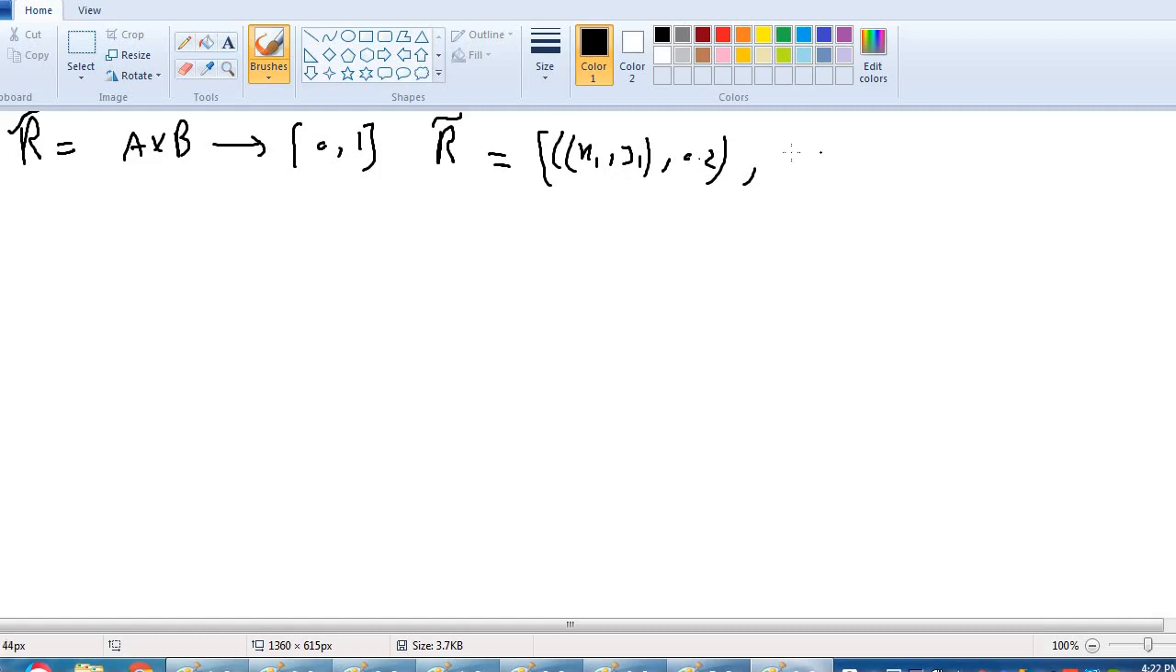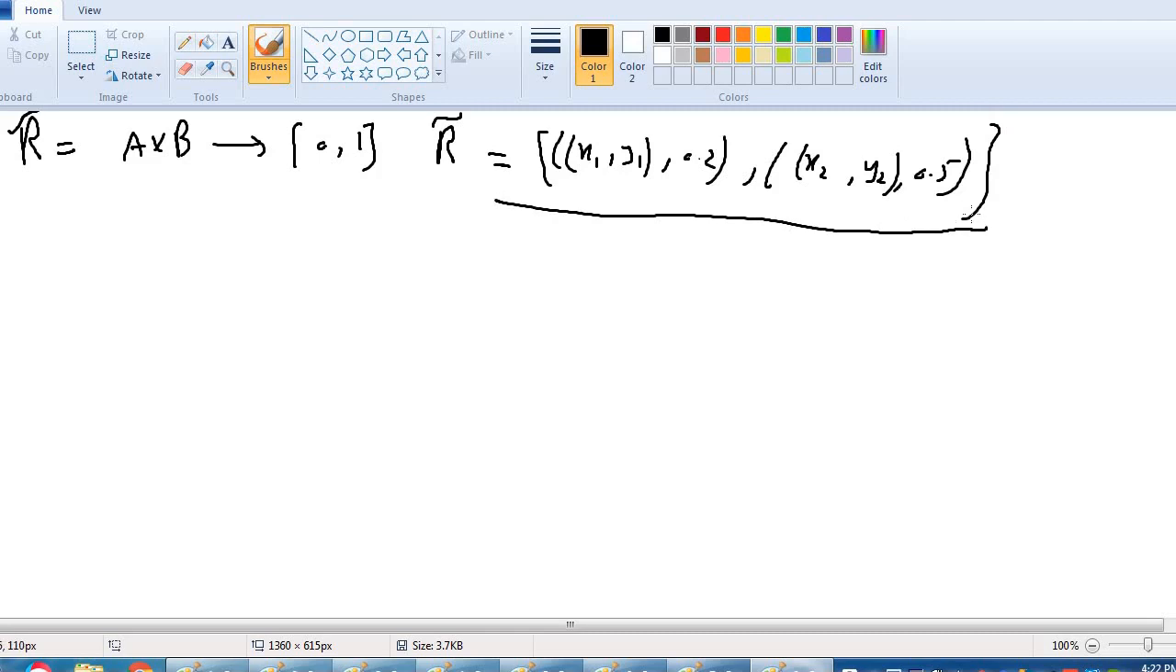This is also a pattern. We can write it in this way as well. Then x2 y2 as 0.5. So in this relation we have only two fuzzy ordered pairs. First is x1 y1 with membership value 0.2 and x2 y2 with membership value 0.5, and all other numbers are not written here because they have the membership value 0.